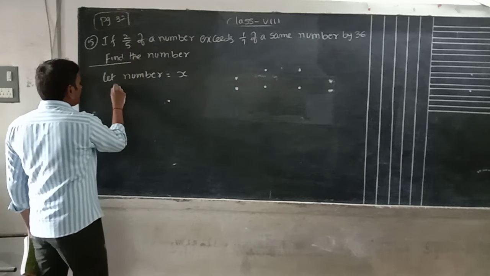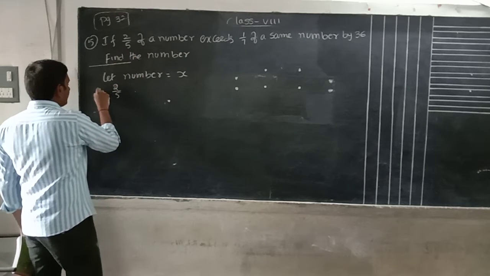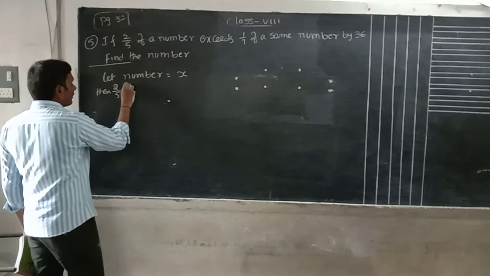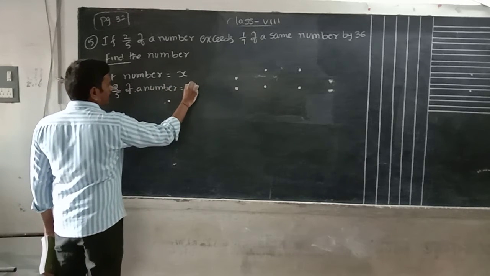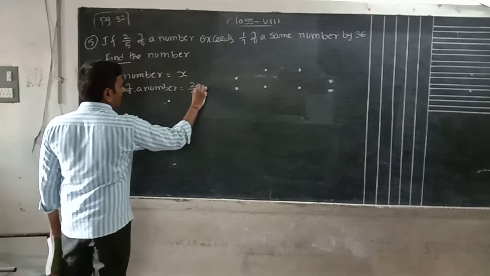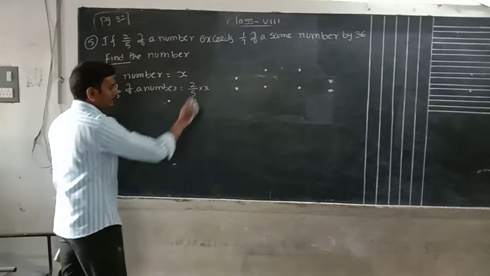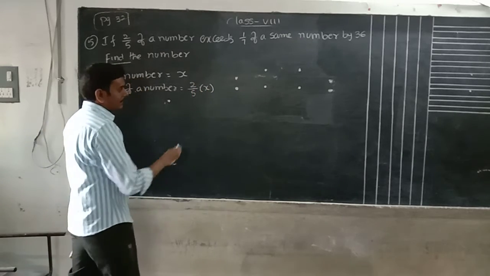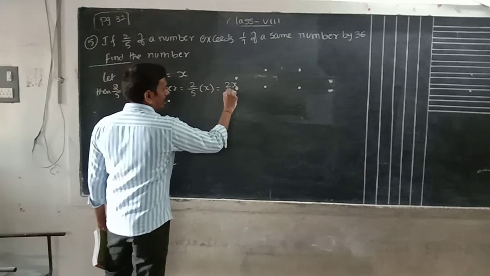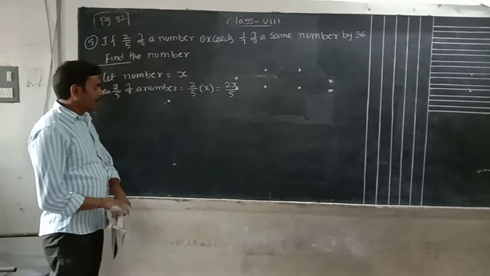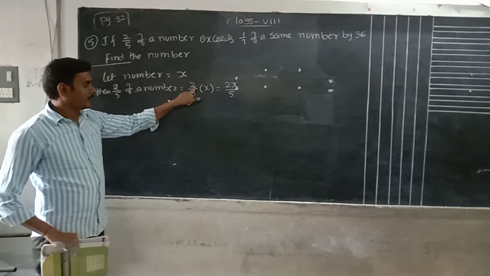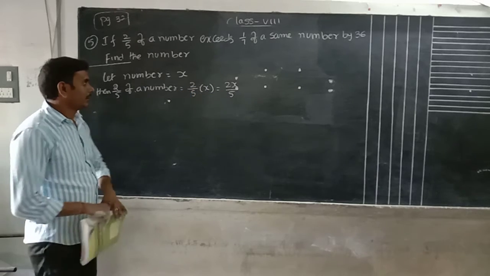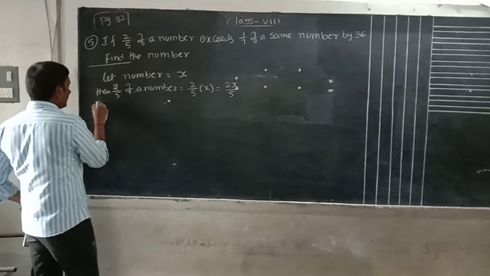2 by 5 of a number means 2 by 5 into x, that equals 2x by 5. In this, the 2 by 5 part I want to take, 2 by 5 out of a number, 2 by 5 into x, 2x by 5. Later we have to take 1 by 7 of a number.